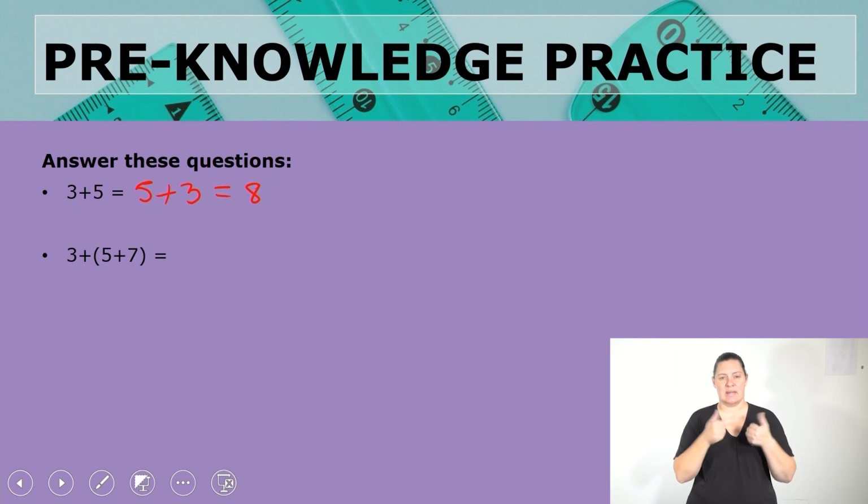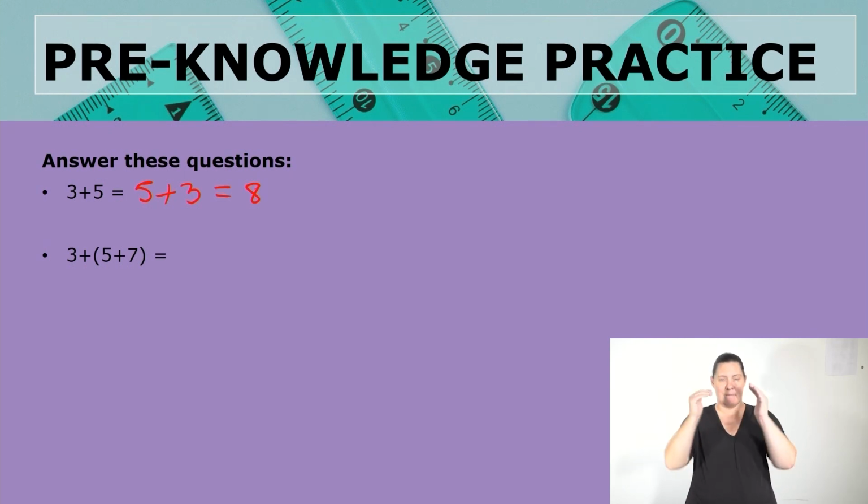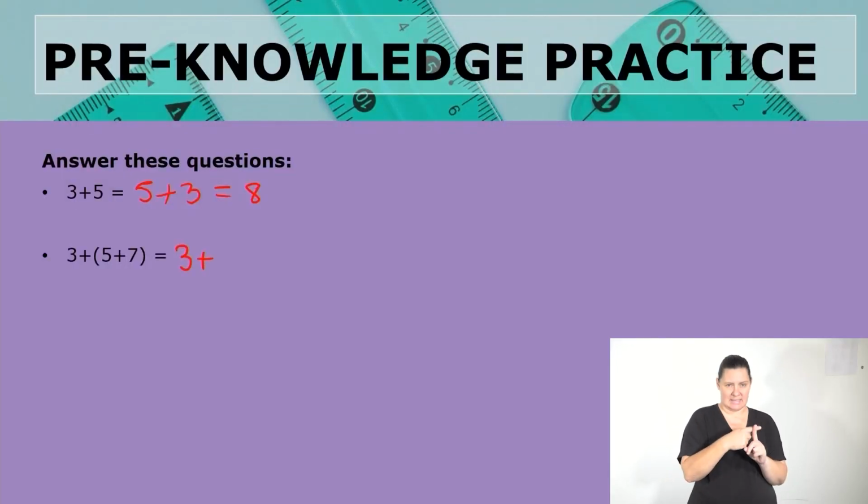Our next one, we have 3 plus 5 plus 7. Now, the 5 and the 7 is in brackets. To demonstrate our associative property, we can associate the 5 and the 7 to say that 3 plus, we know that 5 plus 7 is 12. And then we can add that together and our final answer becomes 15.